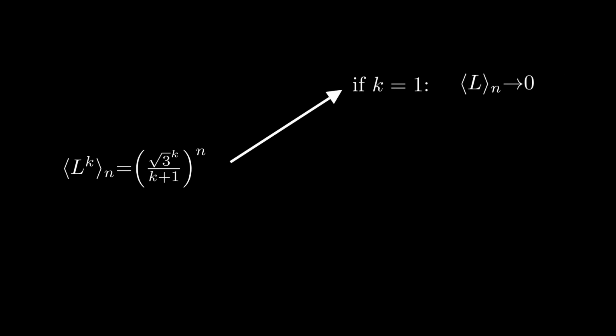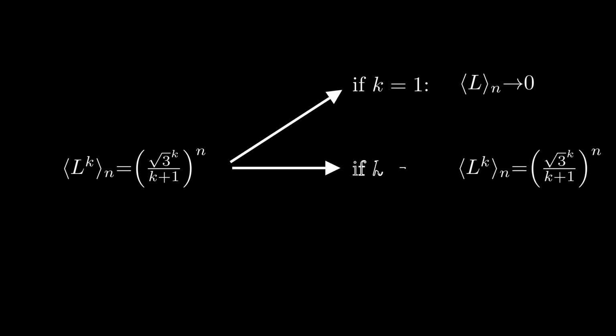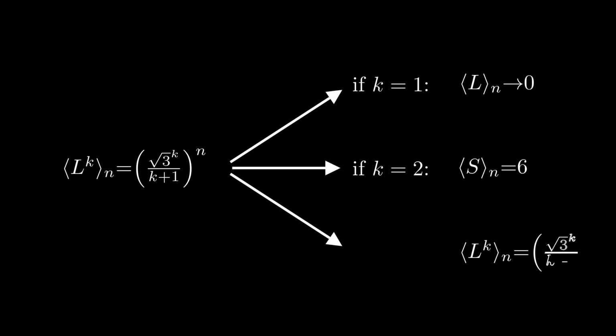If we now set k equal to 2, we see that the average of L to the power 2 is equal to 1 to the power n, which is always equal to 1. Since a cube has 6 faces, the average area of the cube generated after any arbitrary number of steps is equal to 6. Finally, let k equal 3, we see that the average of L to the power 3 is equal to 3 square root of 3 over 4 to the power n, which diverges as n tends to infinity.